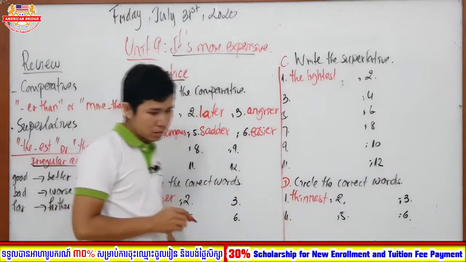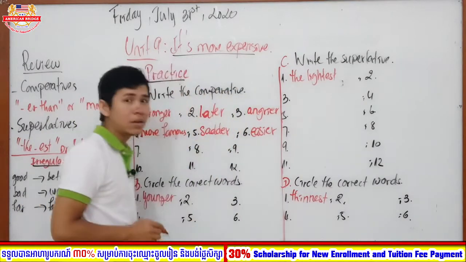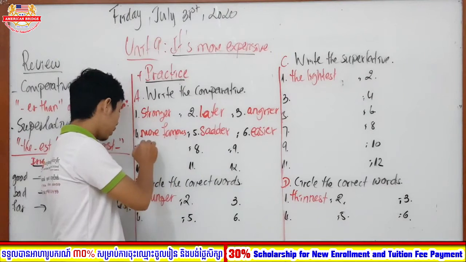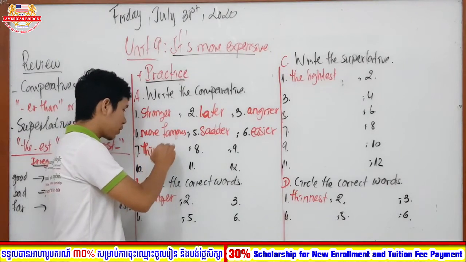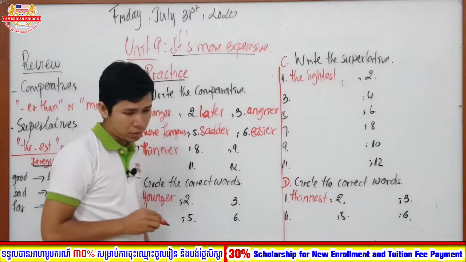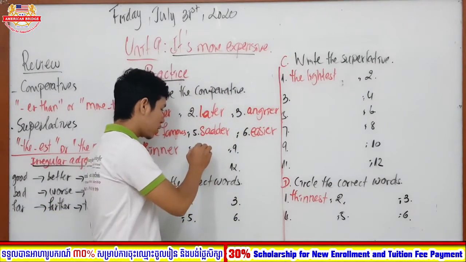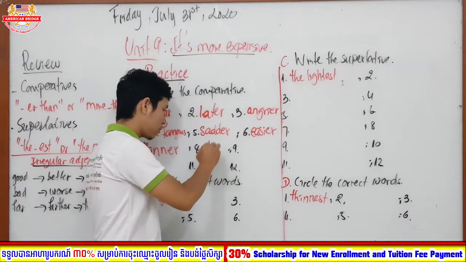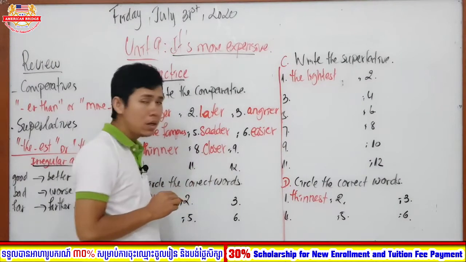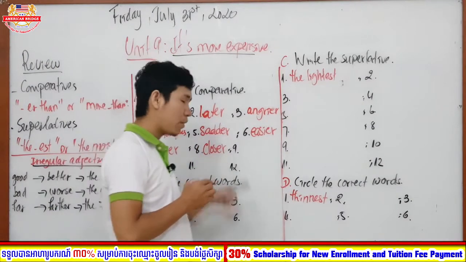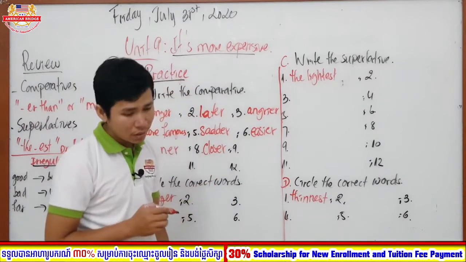Okay, and number 7, it is "thin". How do you change "thin"? Yes, it is 1 vowel and 1 consonant, so you double the consonant, then you add -er. Okay, and then number 8, "close". So "close" is 1 syllable, but it is not ending in 1 vowel, 1 consonant, so you add -er. But because "close" has an E already, you just add only the letter R, right?